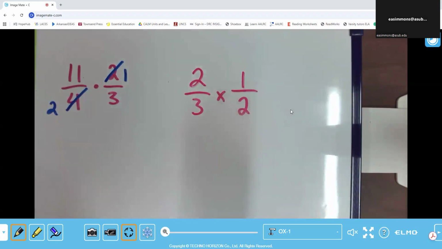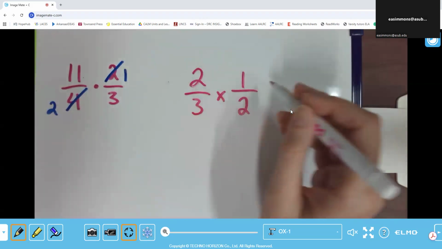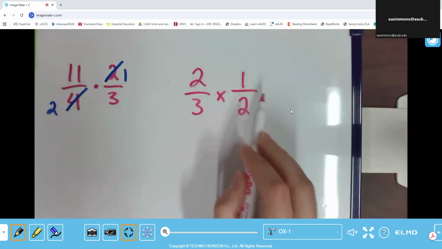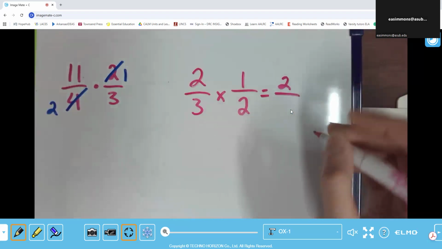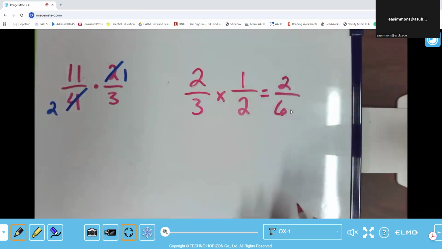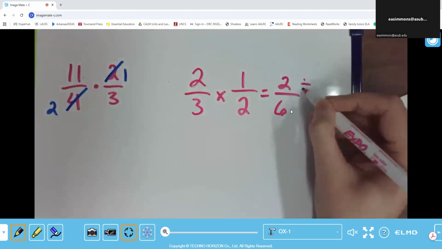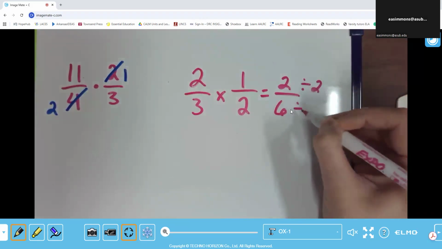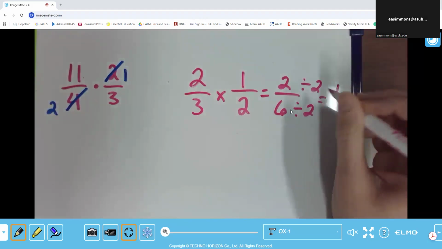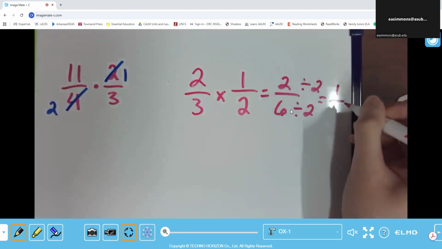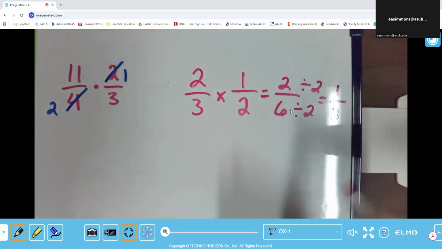I can cancel those 2's out because if I didn't and I multiplied across, I do 2 times 1 is 2, and then 3 times 2 is 6, and then I would have to pull a 2 out of each number because I want to simplify. So I'd have 1, 2 divided by 2 is 1, and then 6 divided by 2 is 3.